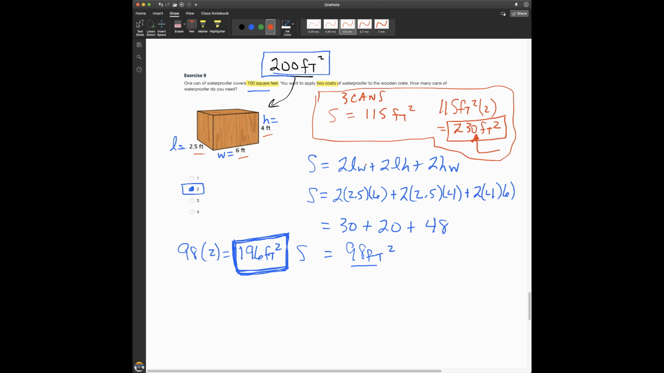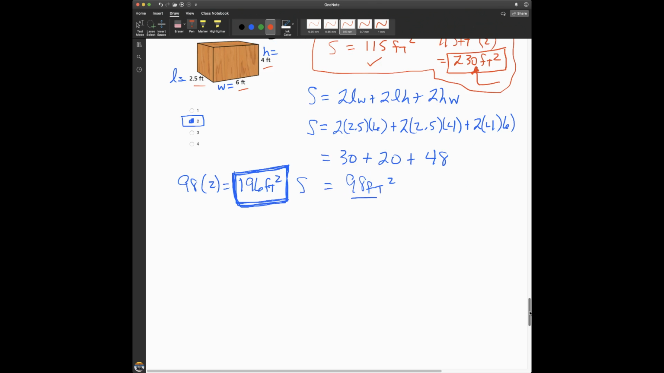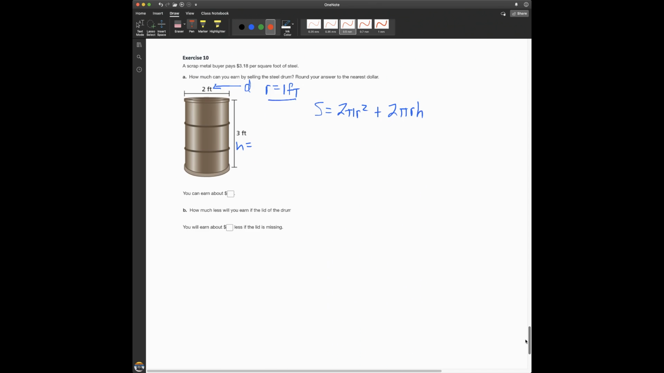Okay, so I know some of the problems work out that way. So just make sure you select the right amount. And that should make sense to you. If you just bought 2 cans, you would not have enough to cover the crate twice in this example here. All right, problem number 10, last one.